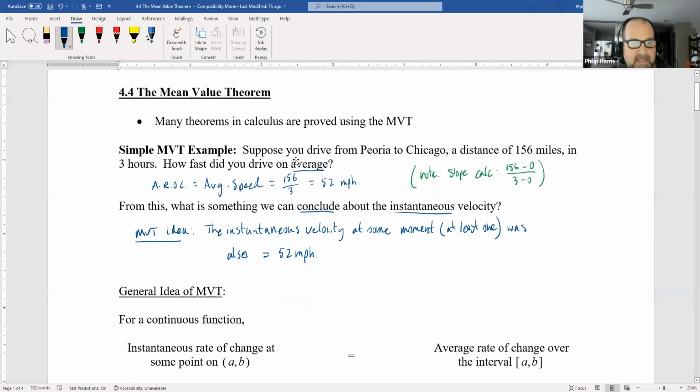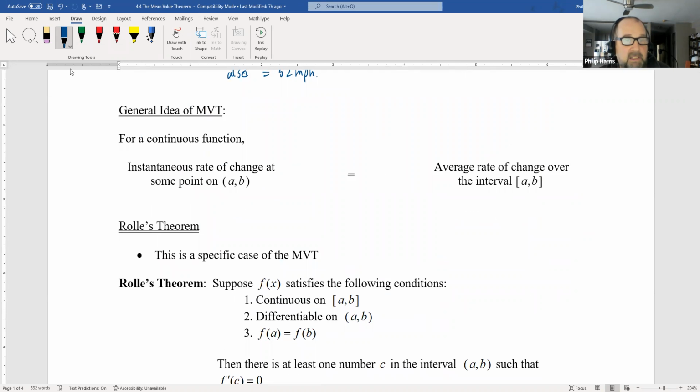So to generalize this idea, this is basically what we have said, right? Our instantaneous rate of change at some point inside the interval has to be equal to the average rate of change over the whole interval, over the endpoints. Graphically, this is like our secant slope. Our secant slope has to be equal to the tangent slope at some point during this interval. So this is the generic way of stating the idea of the mean value theorem.